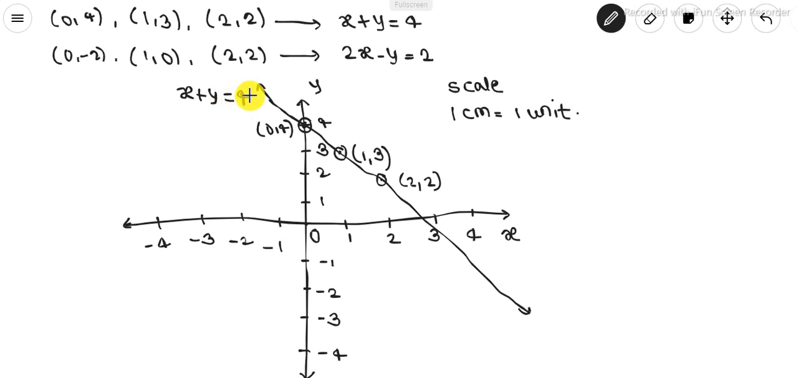Now we draw the line for the second linear equation. The first coordinate is 0, minus 2, that is 0 on the x-axis and minus 2 on the y-axis. 0 comma minus 2. Now 1 comma 0, 1 on the x-axis and 0 on the y-axis. So this is the second coordinate, 1 comma 0. Now 2 comma 2. This coordinate is the same in both the equations, that is 2 comma 2. Now we draw the line passing through these three coordinates.